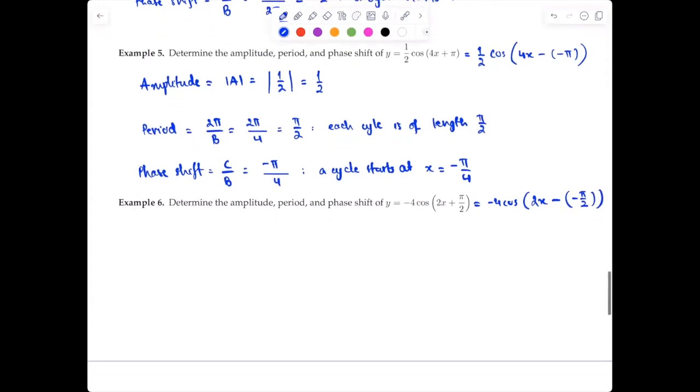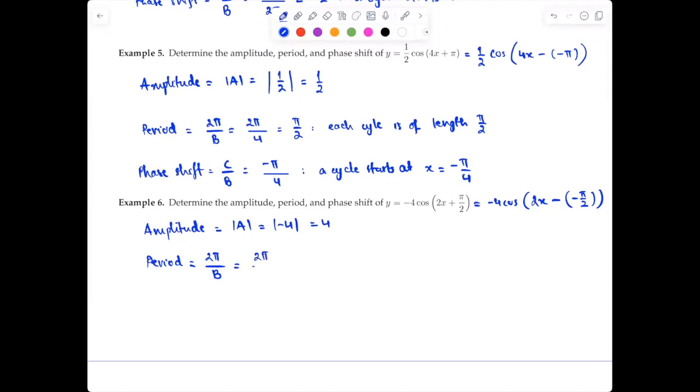Okay, so the amplitude is equal to the absolute value of a, and in this case, a is equal to negative 4. So therefore, you have the absolute value of negative 4, a positive 4. Again, I want to reiterate that the highest point that the graph function can get to is positive 4, and the lowest point is negative 4. Now for the period, this is equal to 2 pi over b.